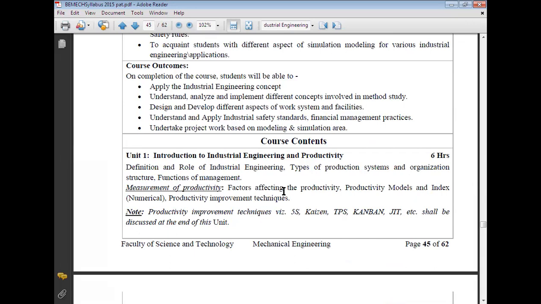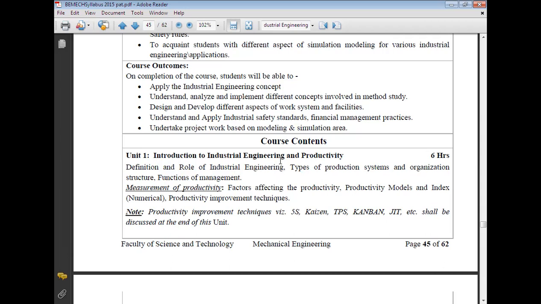Here, we are going to discuss definition and role of industrial engineering. Then we will be discussing types of production systems. Then we will be discussing organization structure. Then functions of the management. So this will be the part A of our unit number 1.